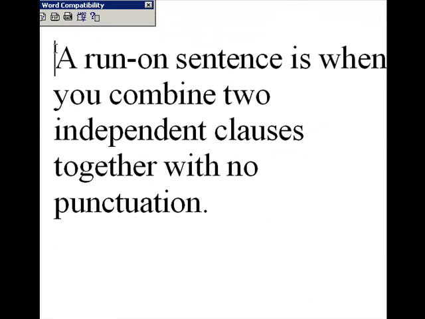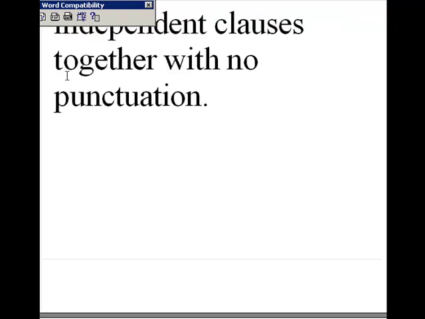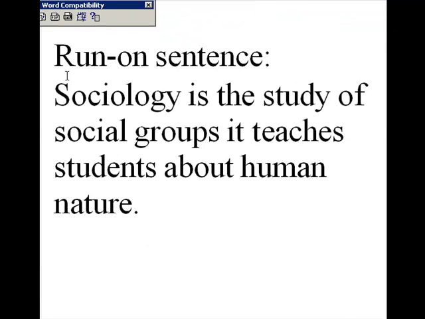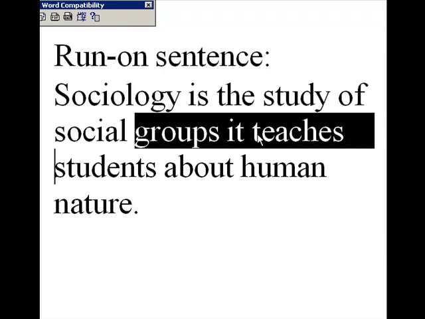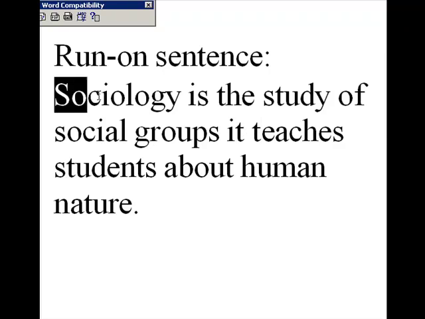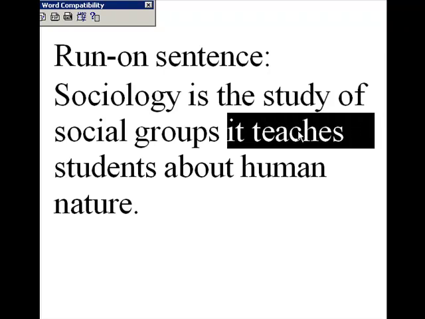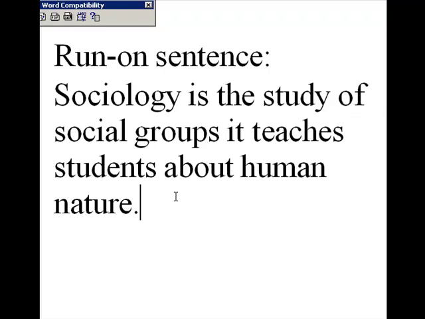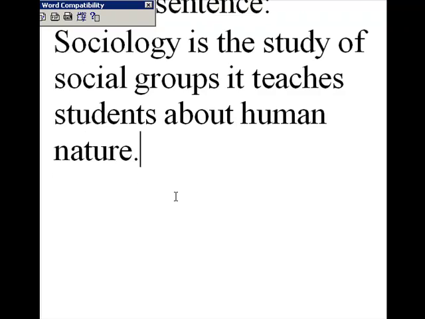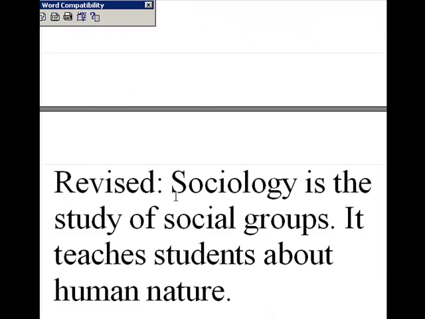A run-on is when you combine 2 independent clauses together with no punctuation. This is also a big problem. Okay, let's take a look at an example. Here's a run-on. Sociology is a study of social groups it teaches students about human nature. Look at that. This is the problem. You have your subject, sociology, and then you have your verb there. But you also have a pronoun, it, functioning as a subject and then teaches as a verb, but there's no punctuation. That's a run-on. Stop. Don't do this on the TOEFL test. Trust me. Please. Okay, let's go to the next one.